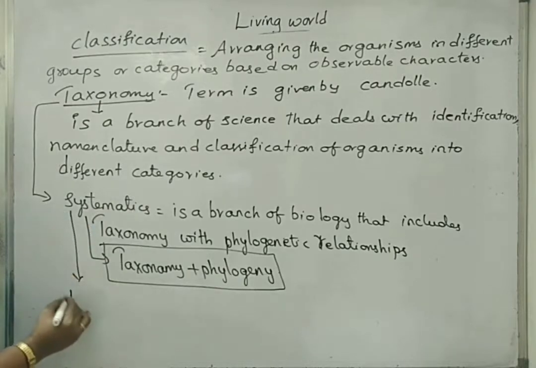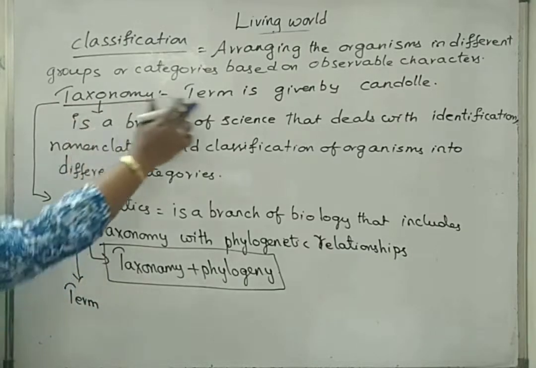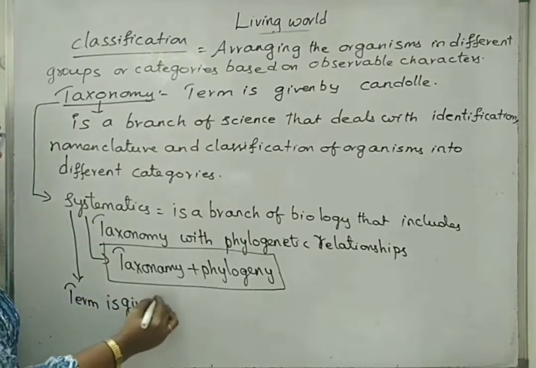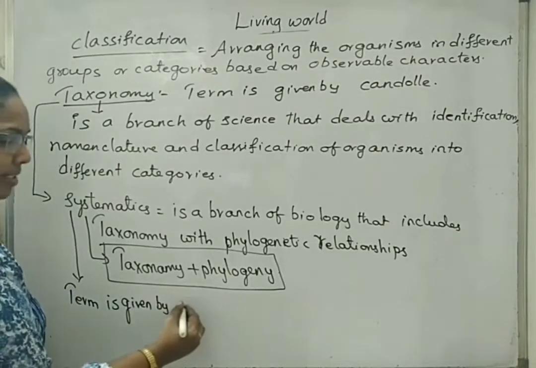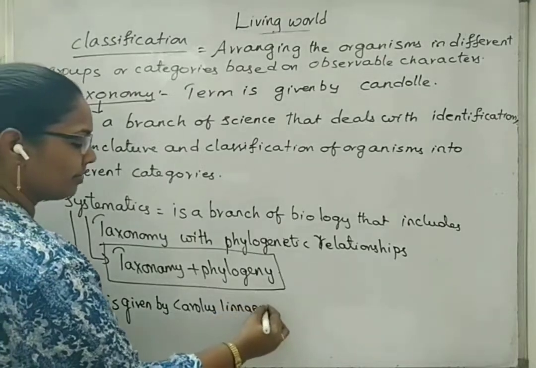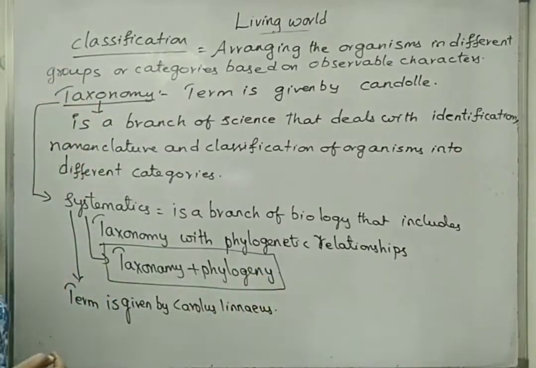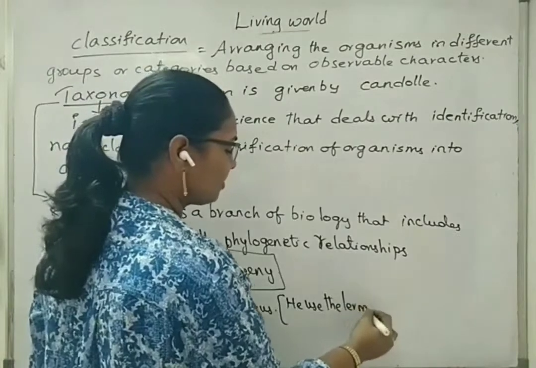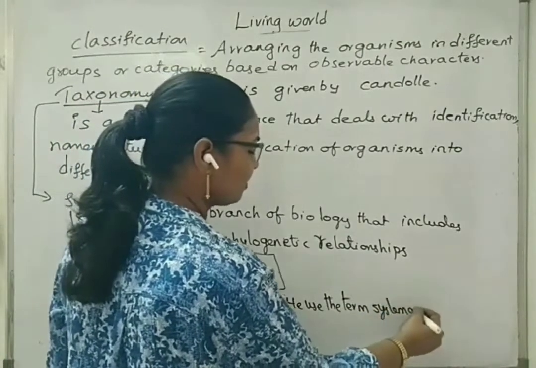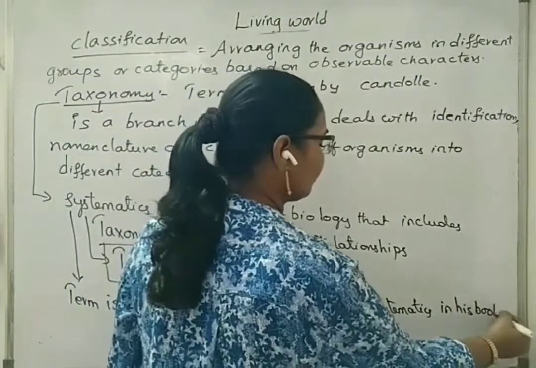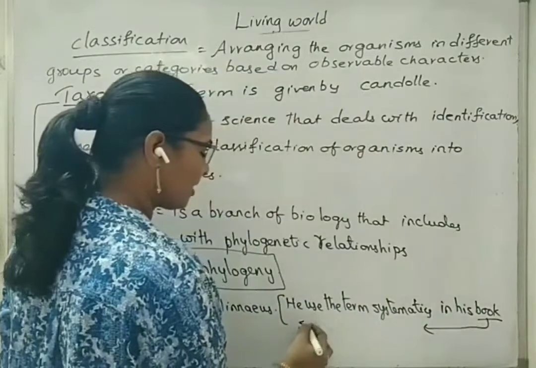The taxonomy term is given by Candolle. Systematics term is given by Carolus Linnaeus. He used this systematics term in his book Systema Naturae. He used the term systematics in his book. The book name is Systema Naturae.